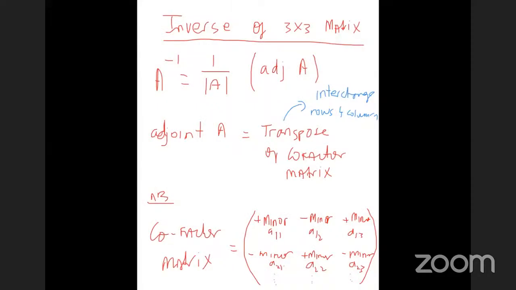So how do we find the inverse of a 3 by 3 matrix? Just like a 2 by 2. Find the determinant, 1 over the determinant, and then you have to find the adjoint. The problem is the adjoint here is not as simple as the adjoint for 2 by 2. Okay?